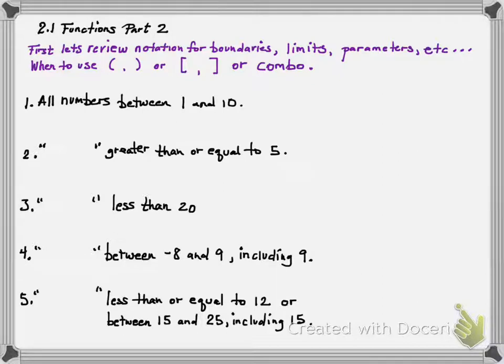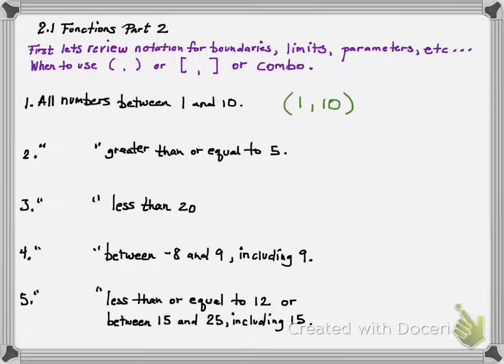Well, since we're talking about the numbers between 1 and 10, that means we don't include 1 and 10. So what we're going to do is we're going to use parentheses. In other words, use parentheses whenever you don't include numbers, right? So the way you do this, the notation is 1 comma 10 using the parentheses. This represents all the numbers between 1 and 10.